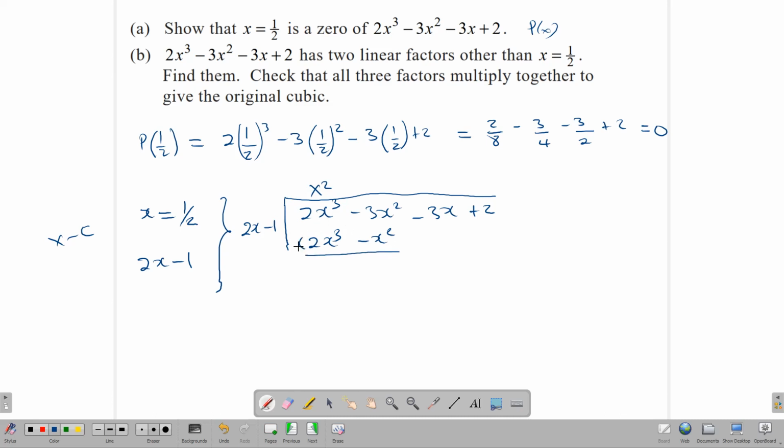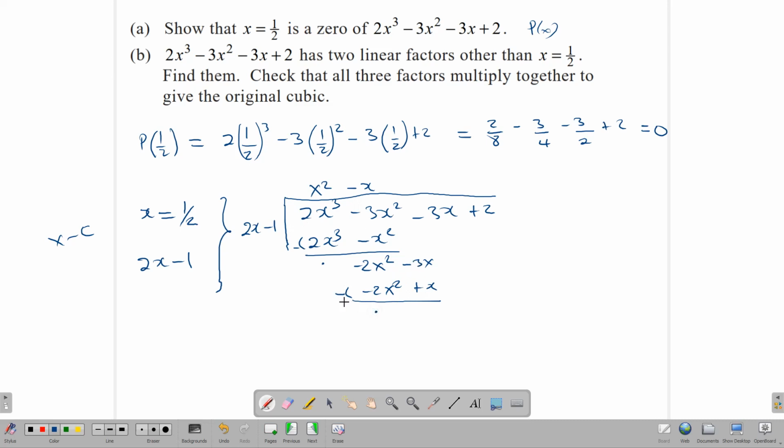Very good. Let's do our subtraction. That's gone. And negative 3 minus a negative 1 gives us a negative 2x squared. We can drop down our next term, which is a minus 3x. And 2x into minus 2x squared gives us minus x. So here we have a minus 2x squared and a plus x. Let's do our subtraction again. This will give us 0.